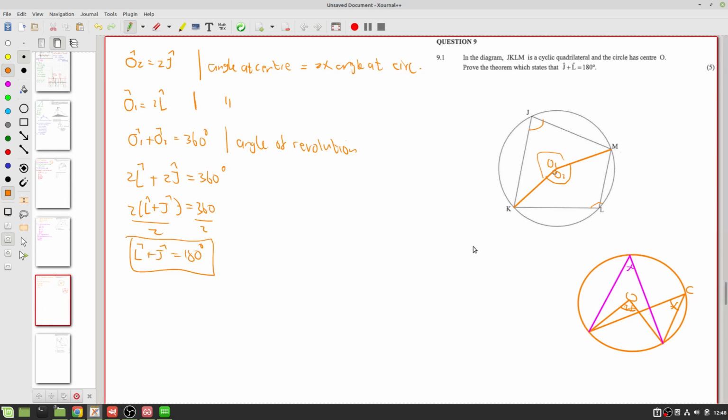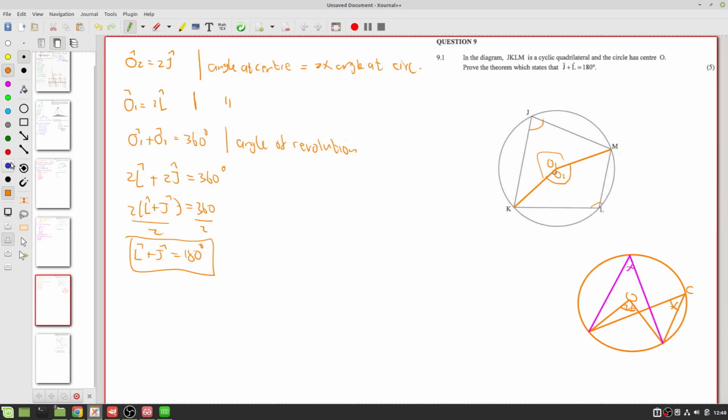Alright, so that's the basic idea. We want to connect two lines to the center and then show that the angle at the center is double the angle at the circumference. We want to use that idea and solve for L plus J from there. Okay, let me know if you found a different way to do it.